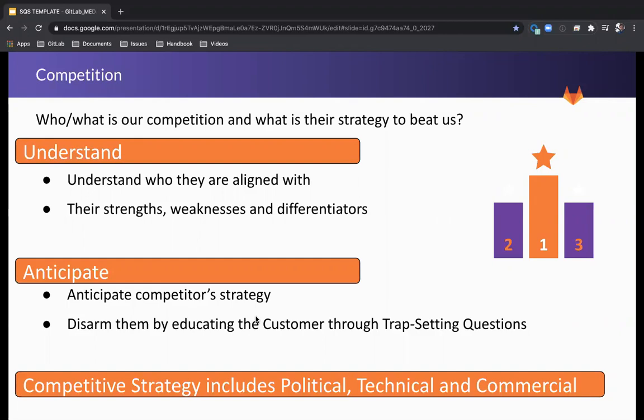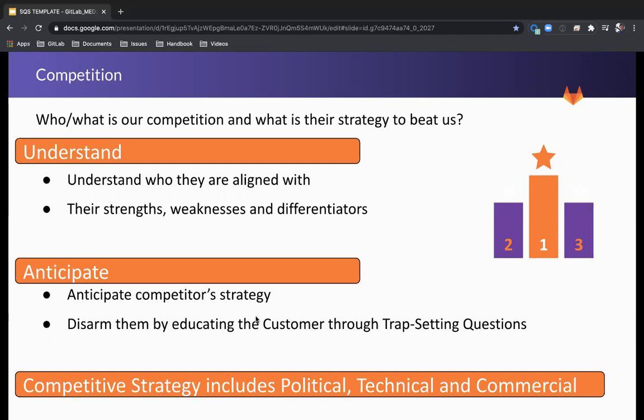Now, external competitors are other companies. So you'll want to do a SWOT analysis to determine your competitive strategy and create trap setting questions that influence the client's decision criteria in your favor. So a SWOT analysis is basically looking at what are our strengths, weaknesses, opportunities, and threats to closing this deal.